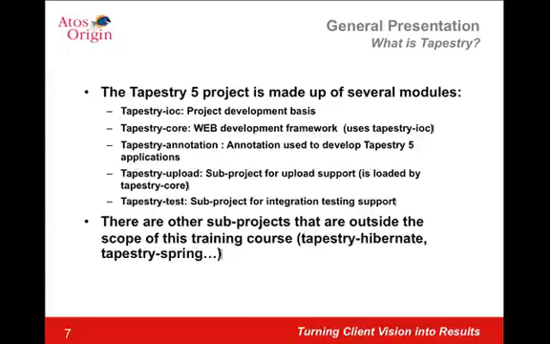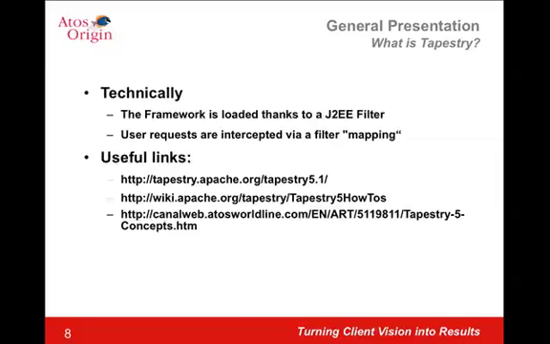Tapestry is made up of 5 modules. Tapestry IOC is the base of the Tapestry project. Tapestry Core is a framework for developing a web application. Tapestry Annotation is useful if you want to use annotations in your Java class. Tapestry Upload provides an upload component. And finally, Tapestry Test will be used for your unit tests. Some others exist in order to integrate Spring or Hibernate.